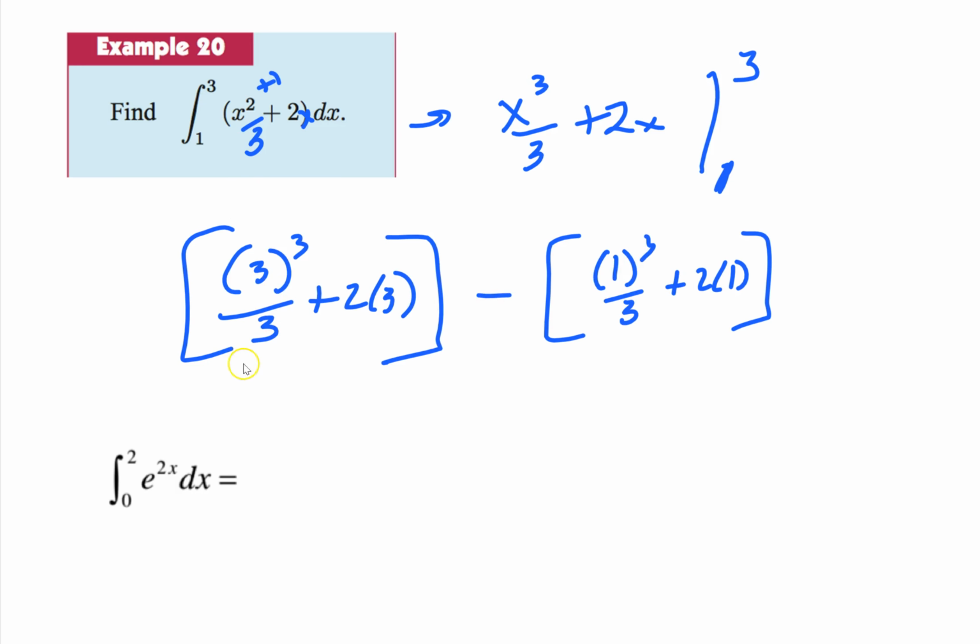So over here is like 27 over 3 plus 6. Over here is 1/3 plus 2. And then whatever that is minus whatever that is is your answer. Yay. But it's the same concept. Integrate like normal, plug in your limits.